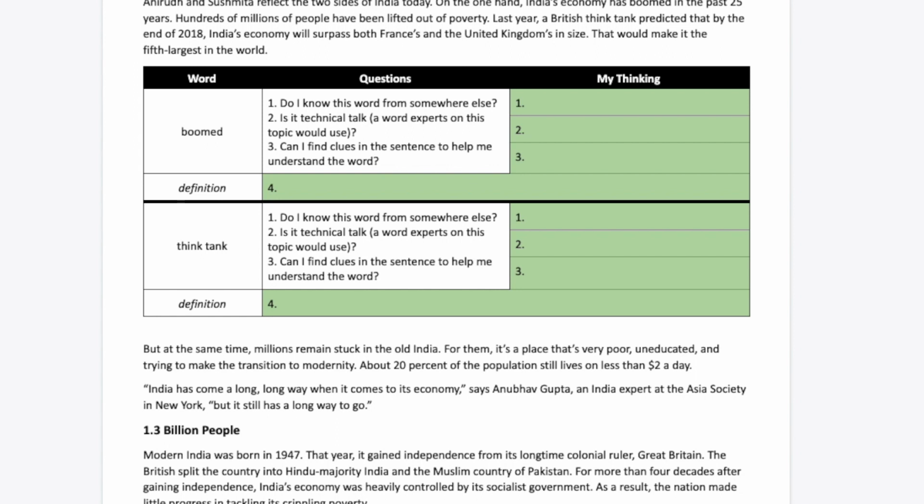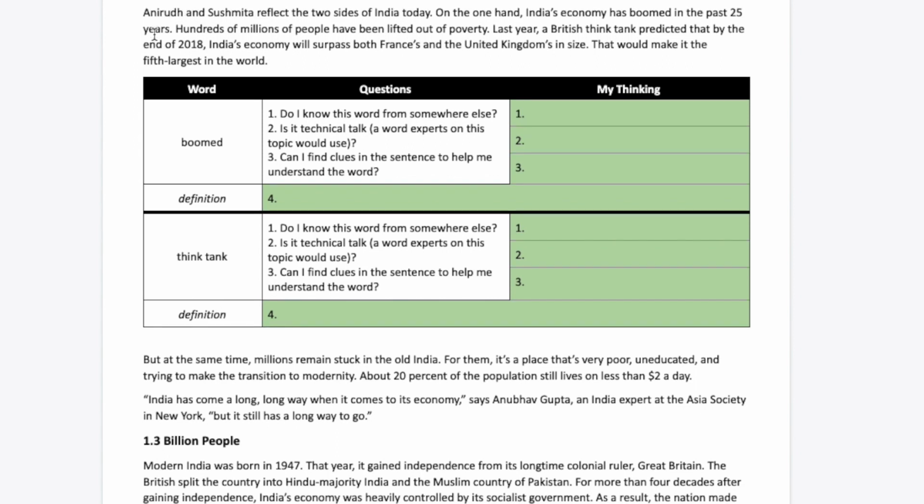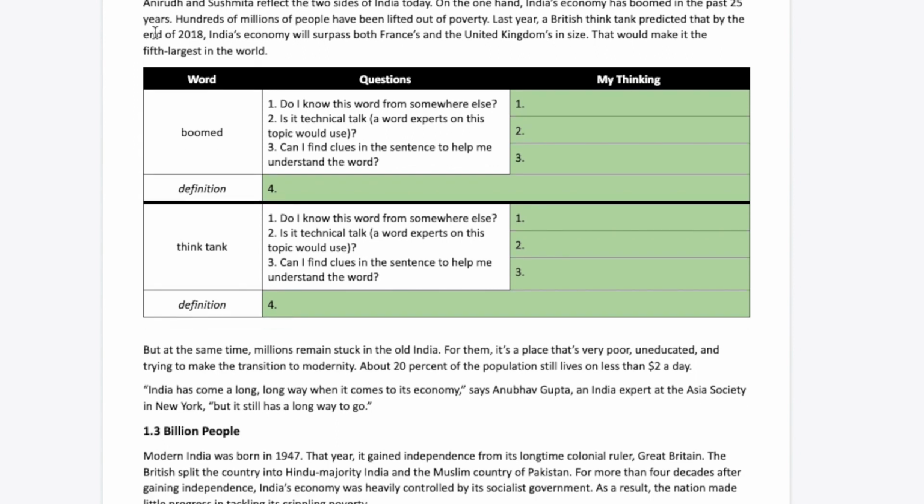Anirudh and Sushmita reflect the two sides of India today. On one hand, India's economy has boomed in the past 25 years. Hundreds of millions of people have been lifted out of poverty. Last year, a British think tank predicted that by the end of 2018, India's economy will surpass both France's and the United Kingdom in size. That would make it the 5th largest economy in the world.